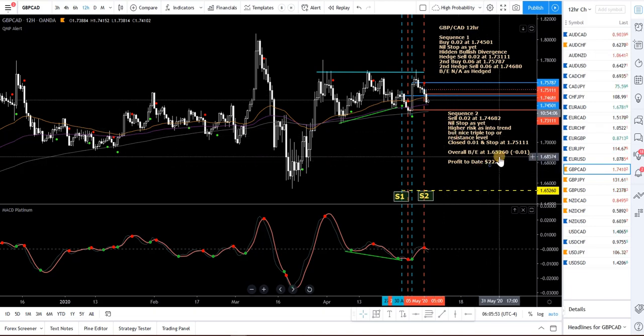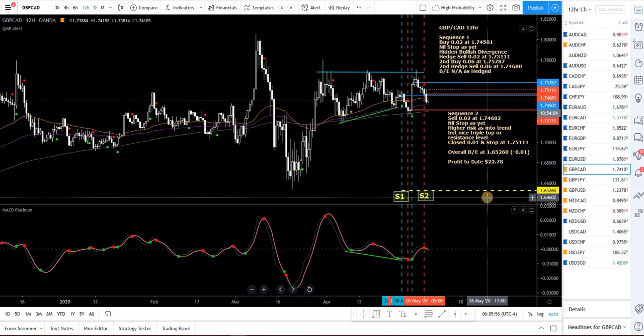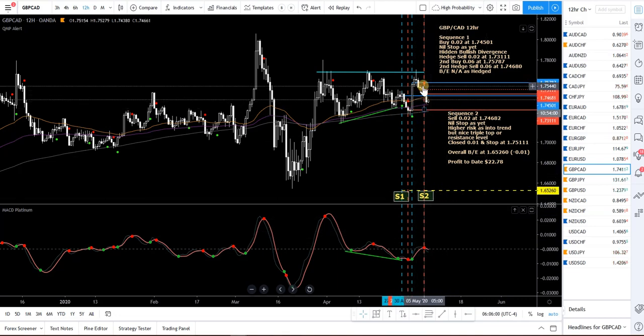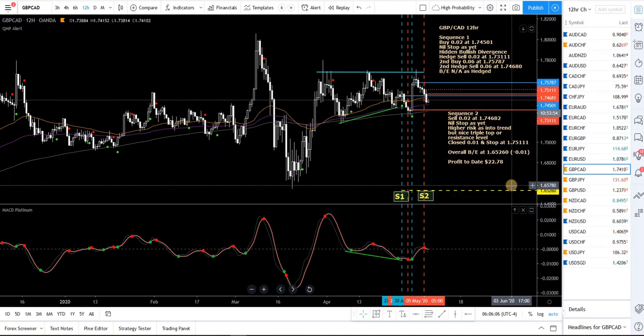75,111, as you can see, which is this line here above the entry. And that moved my overall break-even down a fair way, which is not the worry because I'm not really concentrating on that at the moment. I'm more concentrating on what's happening on the most recent sequence. So I closed half just to be smart there.